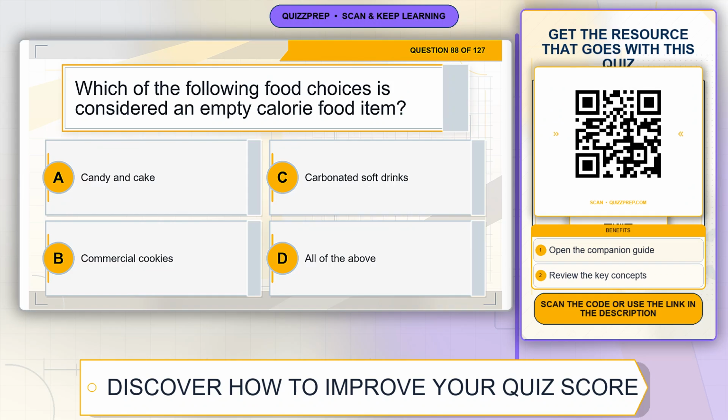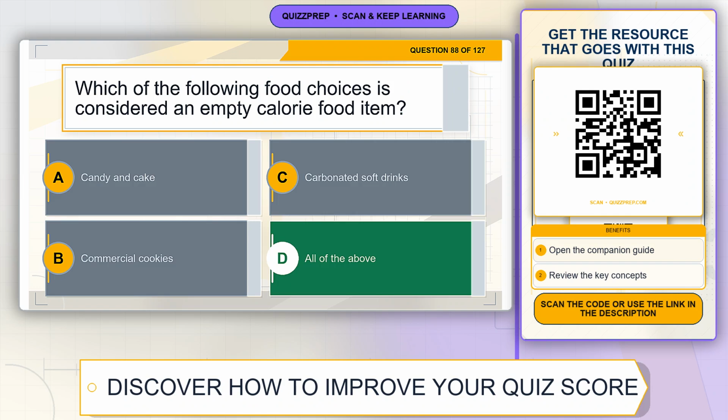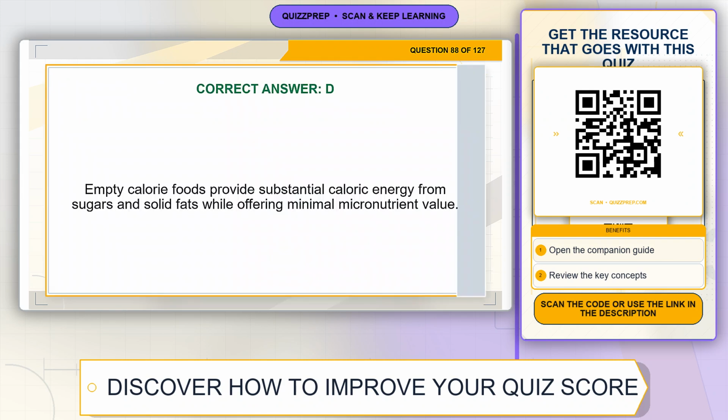Question 88. Which of the following food choices is considered an empty calorie food item? Option A, candy and cake. Option B, commercial cookies. Option C, carbonated soft drinks. Option D, all of the above. The correct answer is option D, all of the above. Explanation. Empty calorie foods provide substantial caloric energy from sugars and solid fats while offering minimal micronutrient value.